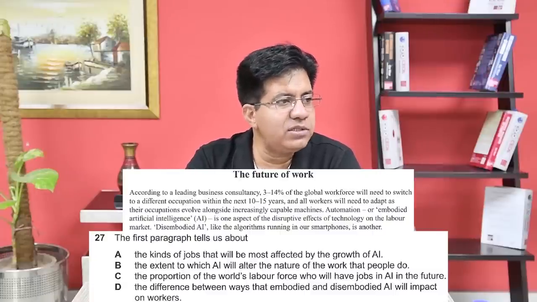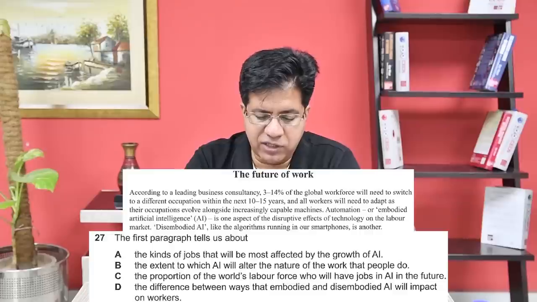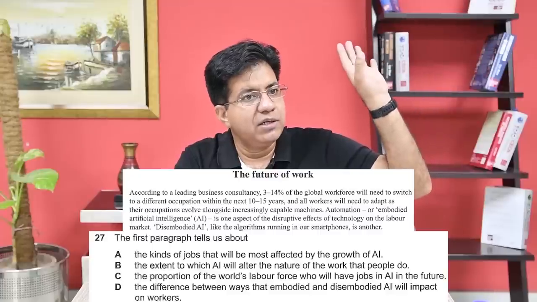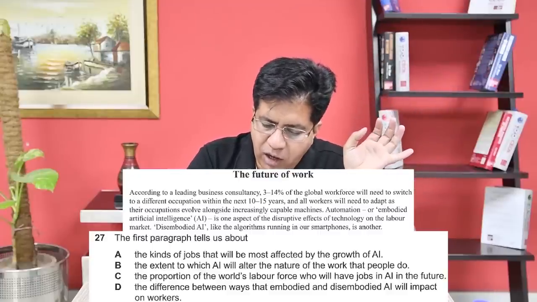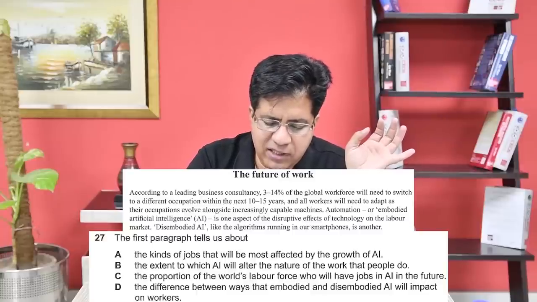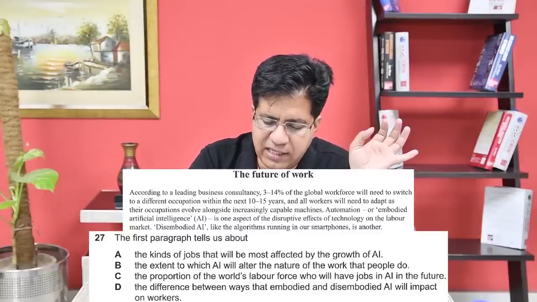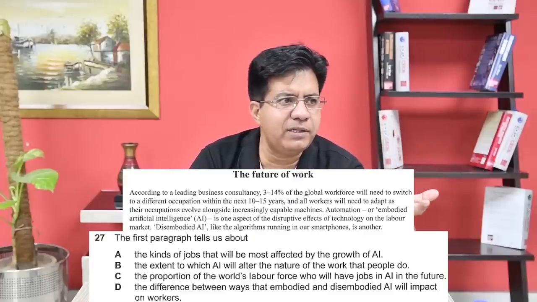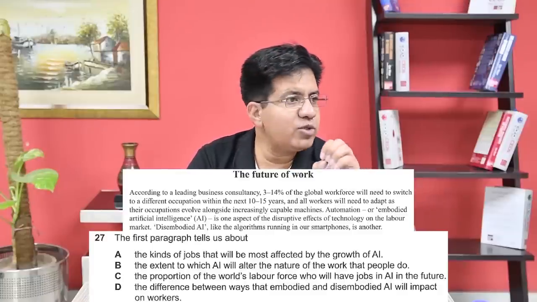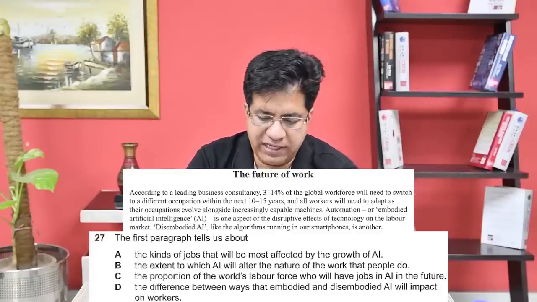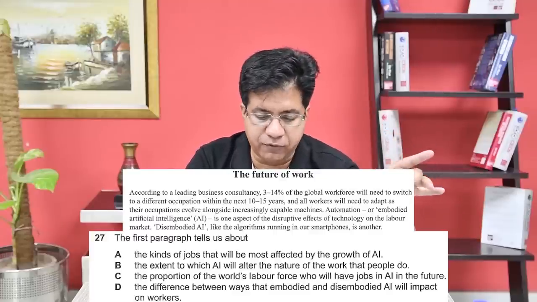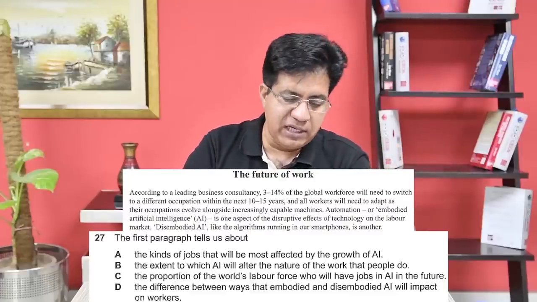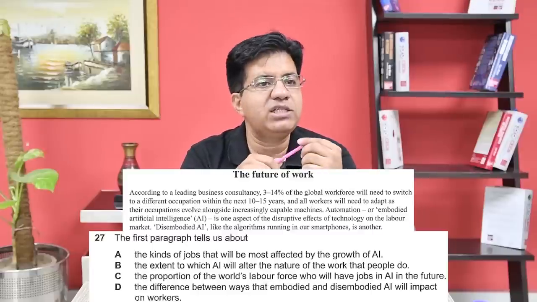What does it tell us about? 3 to 14% of the occupations, they have to switch to a new occupation. Means their occupations will be finished, right? 10 to 15 years, and all workers will need to adapt as their occupations evolve alongside increasingly capable machines. So what are they telling us about? Many people will switch their jobs. For example, if they have accounting software, then there is no job for accountants. So they tell us 3 to 14% of the global workforce will have to shift or change their occupations within the next 10 to 15 years. Now please come back. Tell me which option matches with that.